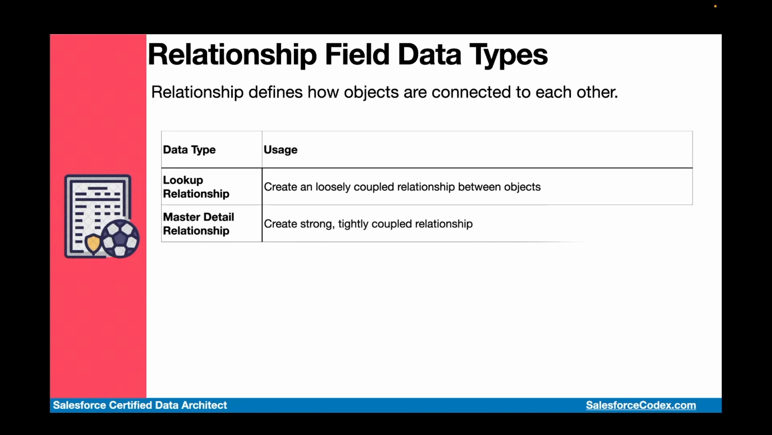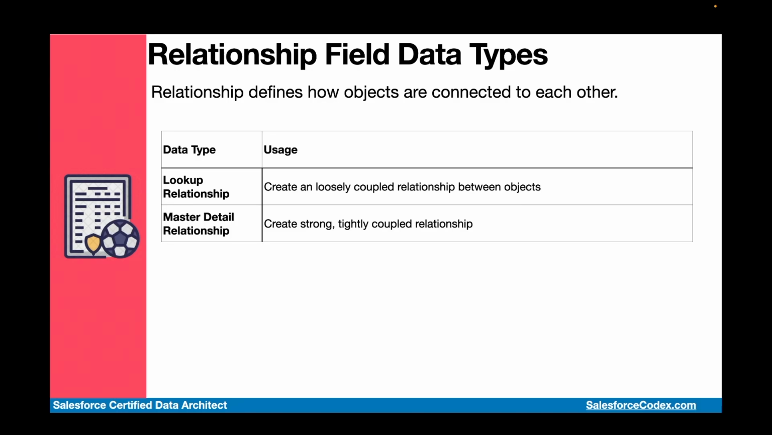The second type of relationship is the master-detail relationship, which is a strongly coupled relationship. In this, the child record depends on the parent record. A child record cannot be created without the parent record. Take an example: opportunity product is linked to opportunity, and an opportunity product cannot be created without an opportunity.